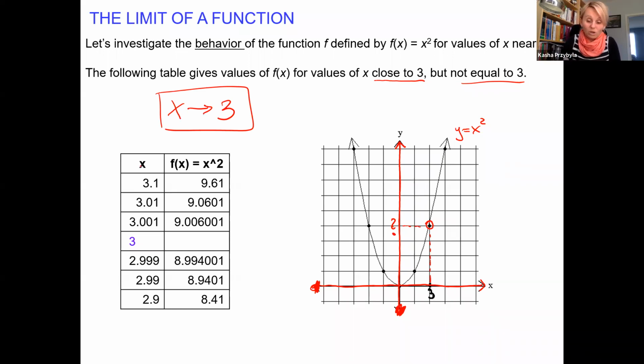That means you can see, I can pick the points 3.1, 3.01, 3.001. And those are the corresponding heights, the corresponding values. That means I will have the values 9.61 and then 9.06 and even closer 9.006. And then from the left-hand side, 2.9, 2.99, 2.999, and those are the corresponding points.